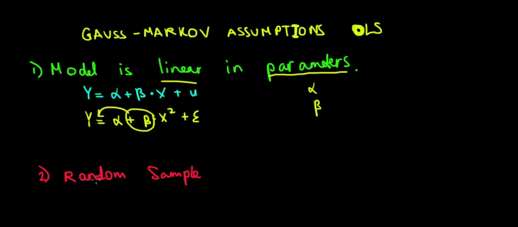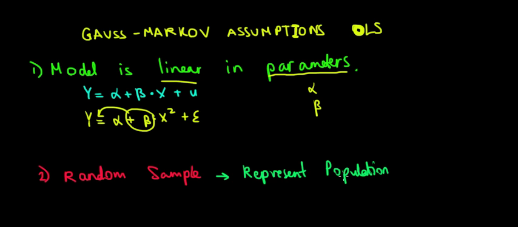Now, when we speak about a random sample as a criterion for having a valid regression, a valid OLS, what does that mean? Well, that means that the regression that we're drawing must come from a random sample, because we want to represent the population. So we must take a random sample in order to represent the actual population.